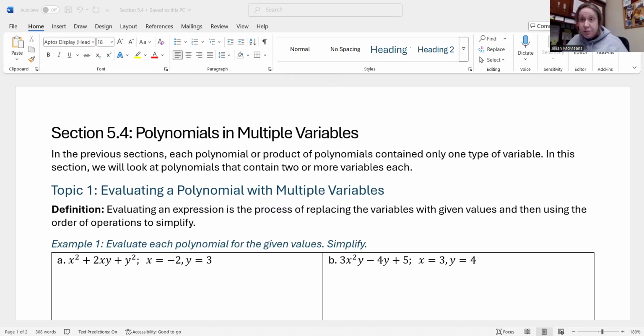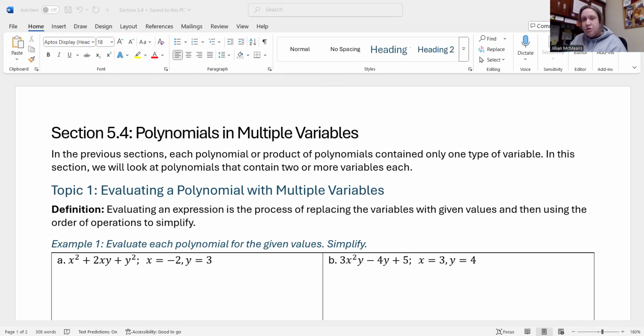In the three worksheets prior to this, we were dealing with polynomials, but we were dealing with polynomials in a single variable. That meant one type of variable showed up per polynomial, okay? In this section, we're going to work with the same ideas that we've already dealt with, but now we're going to have polynomials in multiple variables. So that means each polynomial will have at least two variables, potentially more, okay?